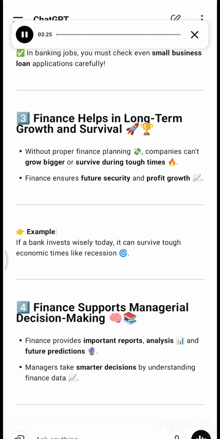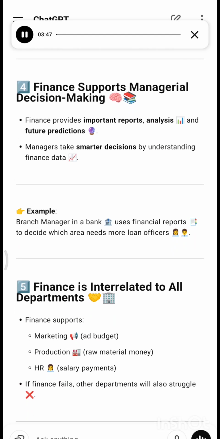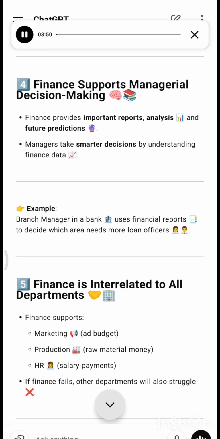Number 3, finance helps in long-term growth and survival. Without proper finance planning, companies can't grow bigger or survive during tough times. Finance ensures future security and profit growth. Example: if a bank invests wisely today, it can survive tough economic times like a recession. Number 4, finance supports managerial decision-making. Finance provides important reports, analysis, and future predictions. Managers take smarter decisions by understanding finance data. A branch manager in a bank uses financial reports to decide which area needs more loan officers.